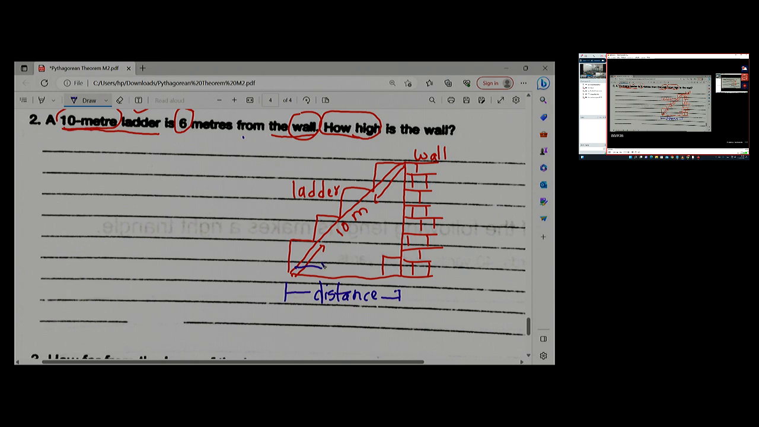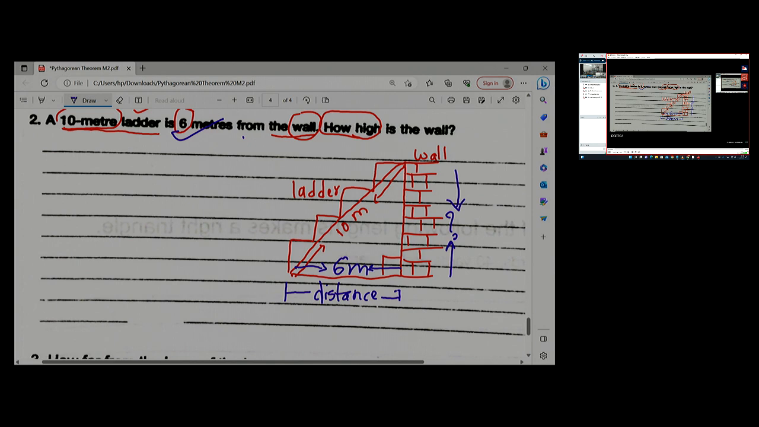Okay, how long is this side then? It is a distance from the ladder and the wall. How much is it? 6. Okay, we have 6 meter. The question says how high is the wall? So this much. Okay? How high is the wall? From here to here. How much is this? Do you understand the question?